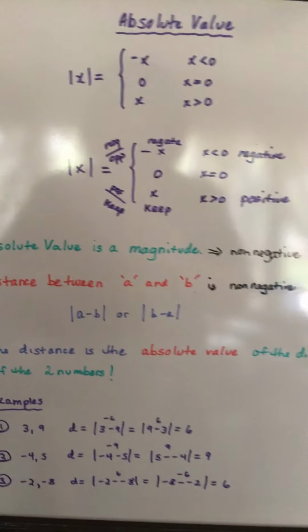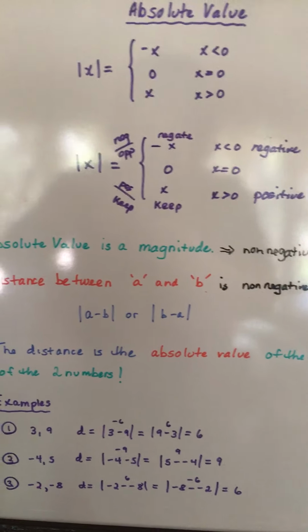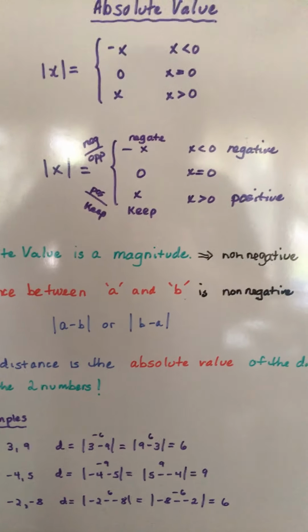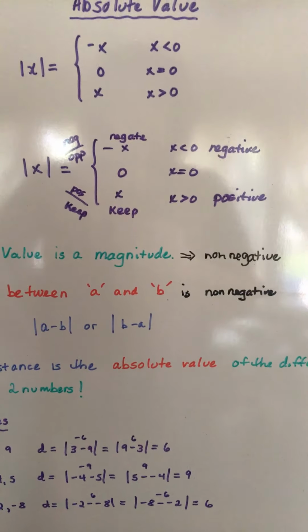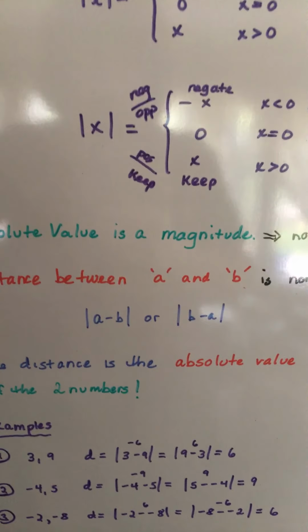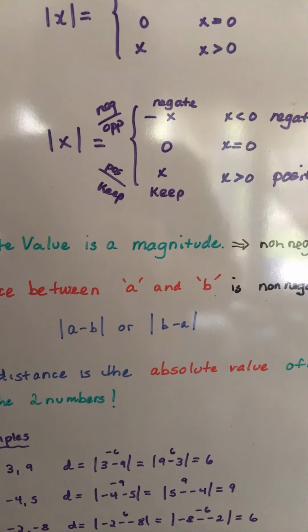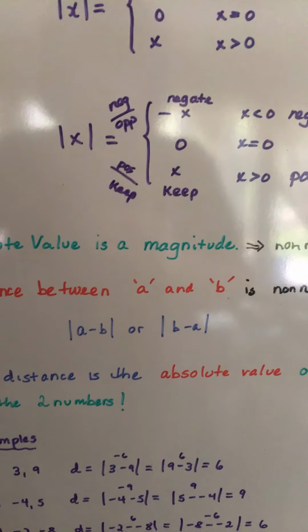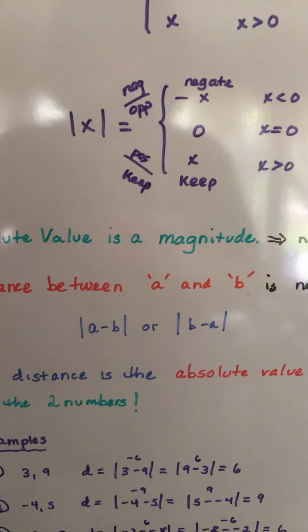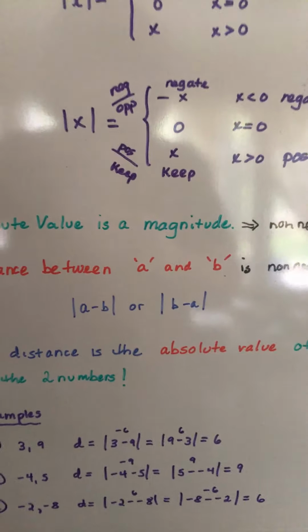Positive, here's the symbols for positive, and you keep. Now, absolute value is a magnitude, which means it's not negative. Distance between A and B is not negative. You aren't sure, should I write A minus B or B minus A? Because I cannot respect subtraction order. I always need big minus small, and since I'm not sure when I don't give you actual numbers, I must use the absolute value.